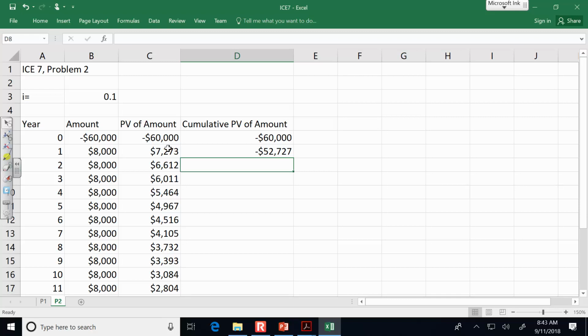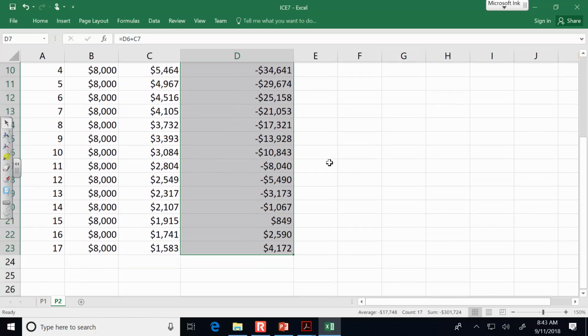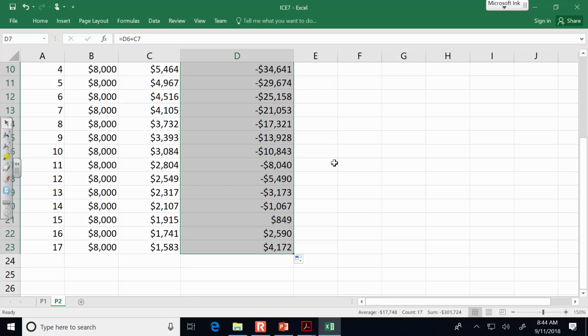So things aren't as grim. It's down to negative $52,000. But every year, this contractor is going to be getting closer and closer to finally breaking even. So if I double-click to apply that same trend all the way down, you'll see that eventually, between the 14th and the 15th year, it goes from a negative amount, meaning that the contractor hasn't yet recovered the balance, to now a positive amount, which indicates finally there's some break-even there. The equipment is paid off, and there's profits.